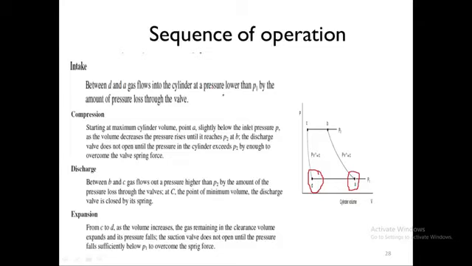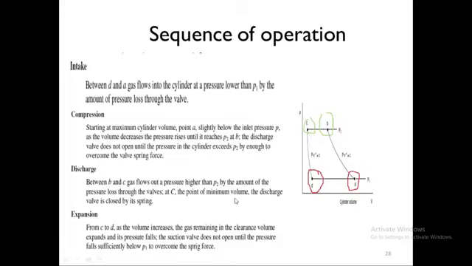Okay, so B to C is the outlet one. There we go, from B to C. B to C is the outlet pressure. So discharge between B and C, gas flows out. Between B and C the gas flows out at a pressure higher than P2 by the amount of the pressure lost through the valve at C. C is basically your outlet valve.